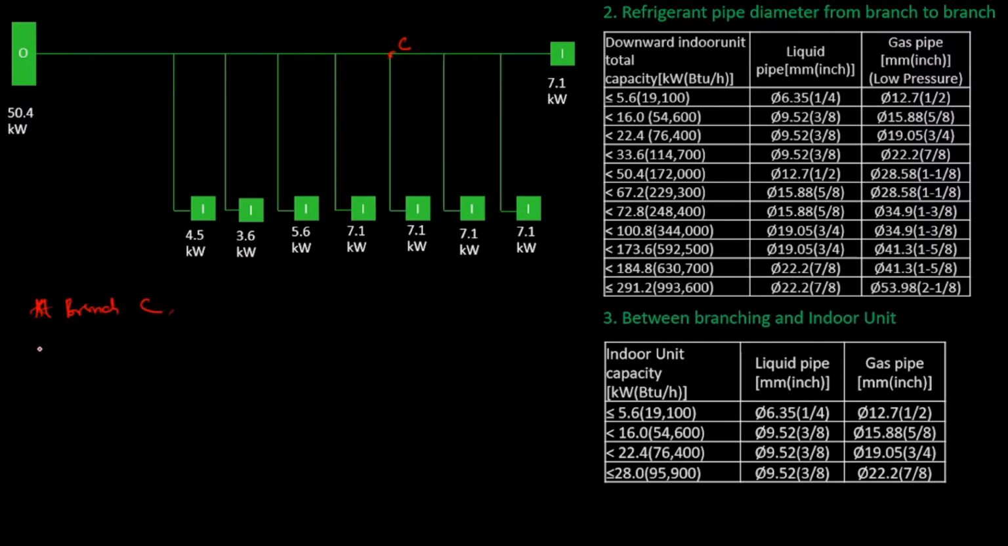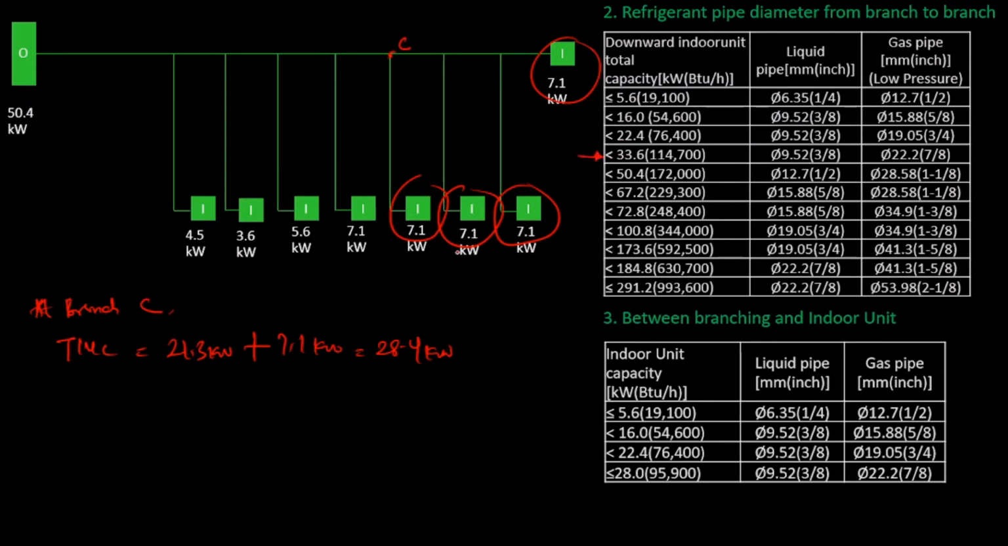At branch C, the total indoor unit capacity, that's TIUC, is equal to this again plus this plus this plus this. And remember, just to make things faster, initially we got 21.3 kilowatts. So that's 21.3 kilowatts plus 7.1 again. All right, and that will give us 28.4 kilowatts. And 28.4 kilowatts is between 22.4 and 33.6, so we choose this row again.